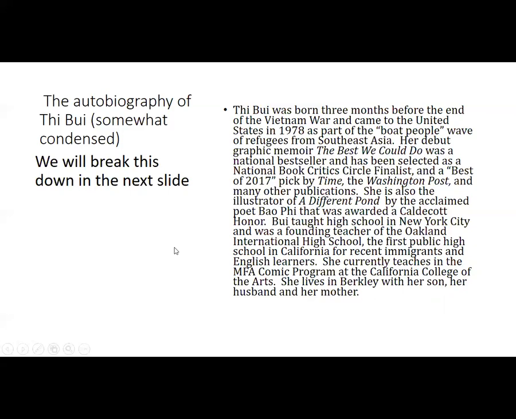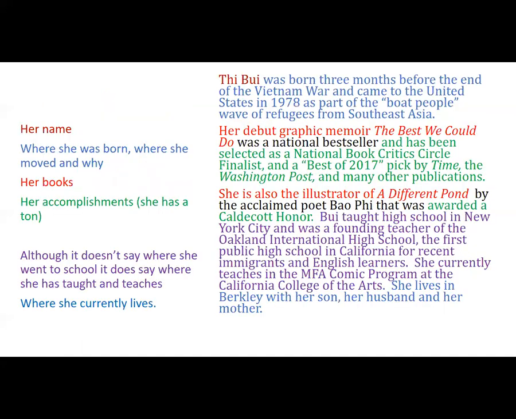She is also the illustrator of A Different Pond by the acclaimed poet Bao Phi that was awarded a Caldecott honor. Vu taught high school in New York City and was a founding teacher of the Oakland International High School, the first public high school in California for recent immigrants and English learners. She currently teaches in the MFA comic book program at the California College of the Arts. She lives in Berkeley with her son, her husband, and her mother. So again, it's pretty concise, and we're going to break it down.